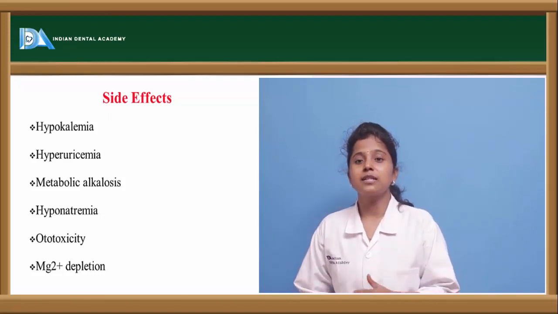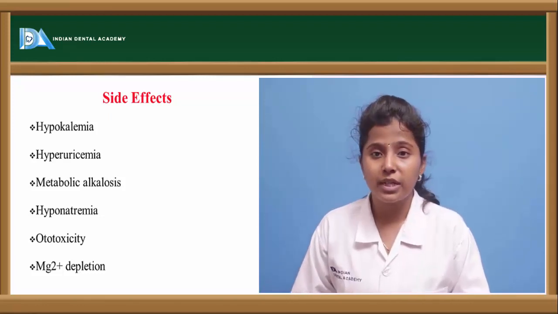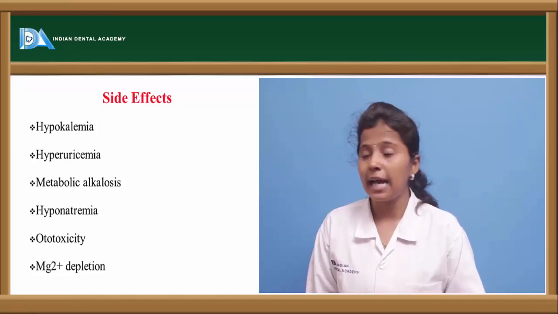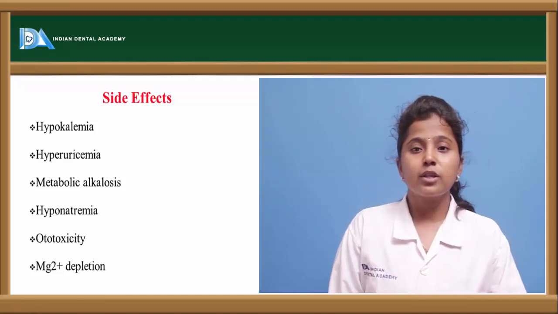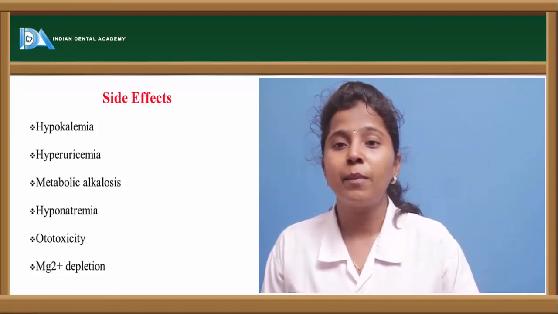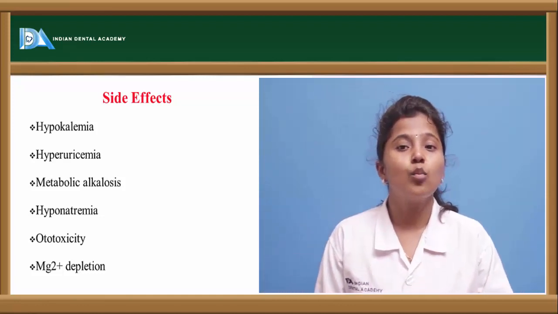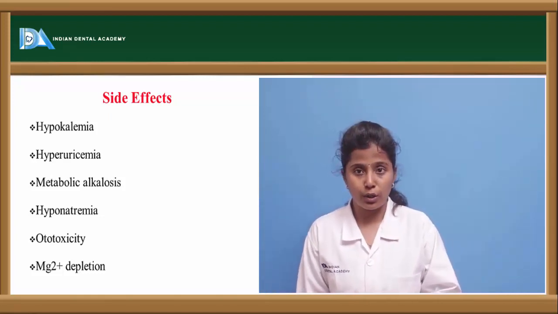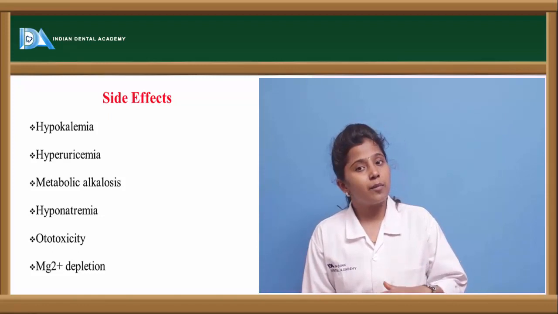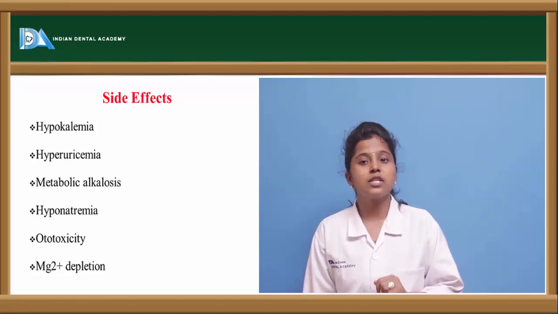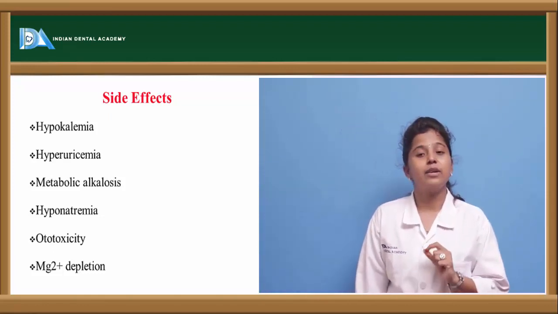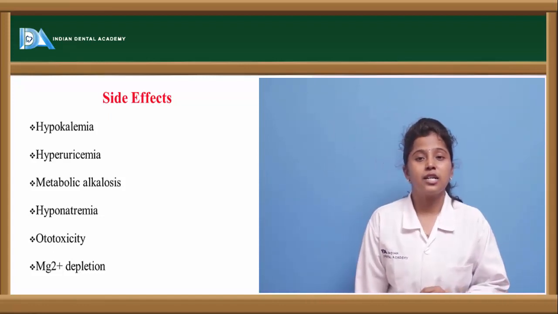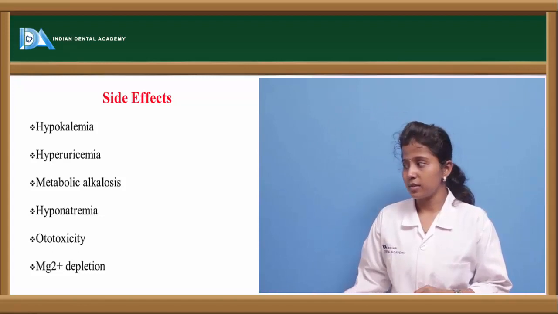So that is the reason this magnesium is depleted when the loop diuretics are used in higher concentration, and it causes metabolic alkalosis. The loop diuretics cause metabolic alkalosis. The bicarbonate ions are retained more when the loop diuretics are administered for a longer duration. So when the bicarbonate ions are retained, it causes metabolic alkalosis. And when bicarbonate ions are excreted in higher concentration, it causes a condition called metabolic acidosis.